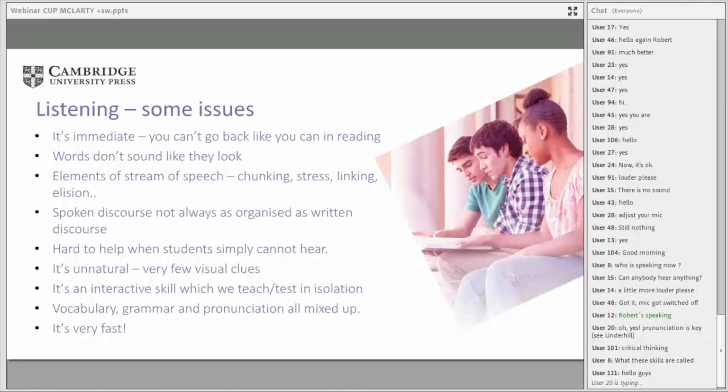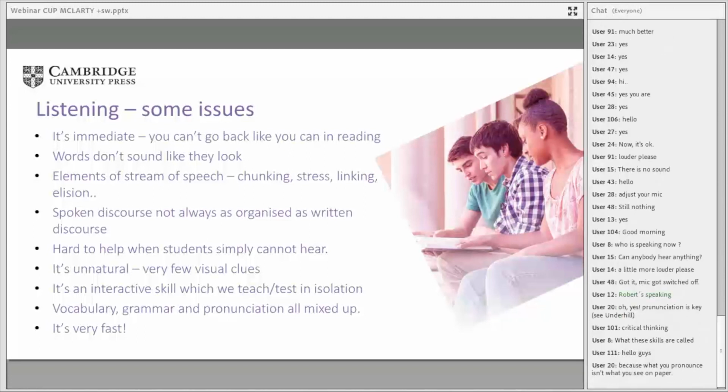You can't go back like you can when you're reading a text. If you don't know a word or you misunderstand a clause or a sentence, you can go back when you're reading. You can't do that when you're listening. Words don't sound like they look. Obviously, if you're pronouncing and listening to a word, it will have different features to if you're reading that word.